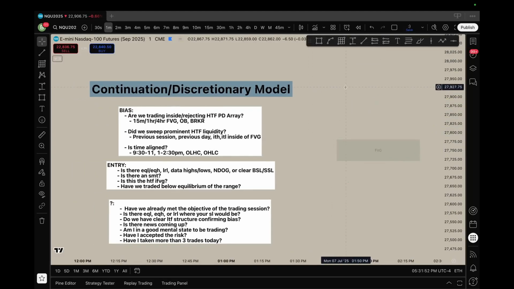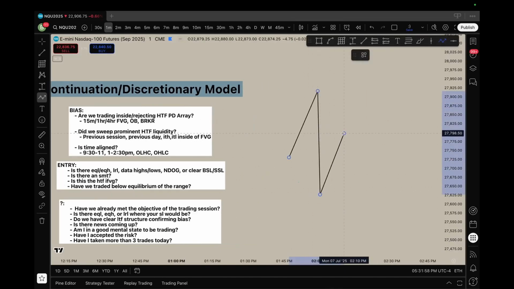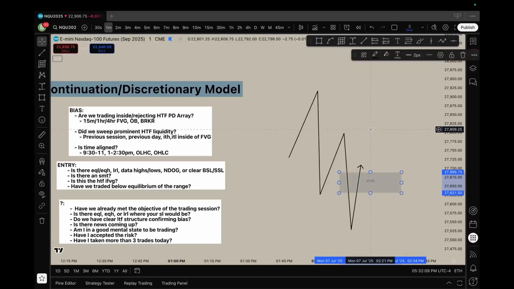Finally, or two more here, is this the highest time frame inversion? You do want to be trading the highest time frame inversion in your trading leg. And your trading leg is just swing highs and swing lows. So if you have a leg like this, you want to be taking the highest time frame inversion from this low, and you'll scroll down or scroll up through the different time frames to see what the highest time frame inversion is.